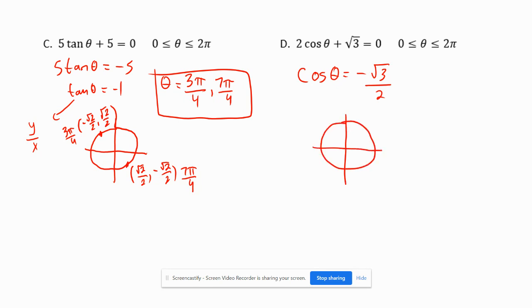So we're looking for the x value of negative root 3 over 2. Happens twice, here and here. This point is negative root 3 over 2, comma 1/2, and that's at angle 5 pi over 6. And this one is negative root 3 over 2, negative 1/2, and this is at 7 pi over 6.